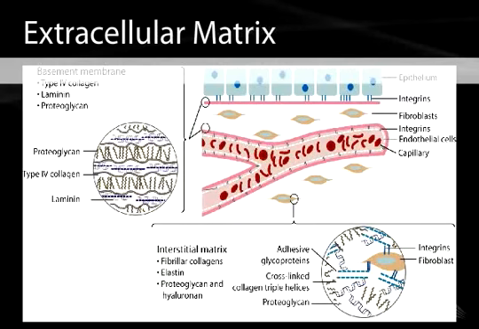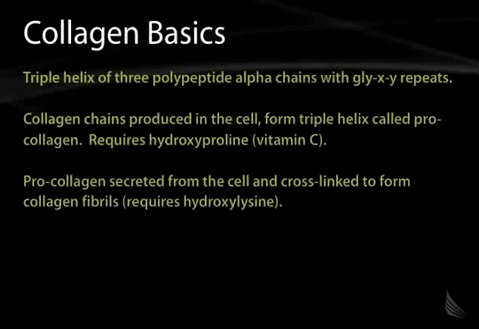Here's an epithelium. This is the cellular part of the tissue. There are integrins and a basement membrane then, which holds that epithelium together and attaches it to the underlying extracellular matrix, which consists of fibroblasts and the proteins which are around the fibroblasts, the interstitial matrix of collagen, elastin, proteoglycan, etc. So let's talk about collagen specifically.